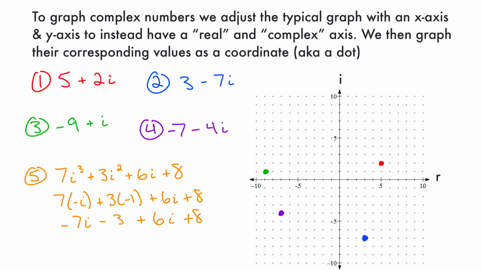We take the real terms, which is the negative 3 and the positive 8, and we put those out front. Negative 3 plus 8 is positive 5. And then we take the complex terms, the negative 7i and the positive 6i, combine those together because they're like terms, and you'll get minus 1i, which is just minus i. This is our simplified complex number, which can be graphed by going right 5 and down 1, which is right here. And this is how you graph complex numbers.